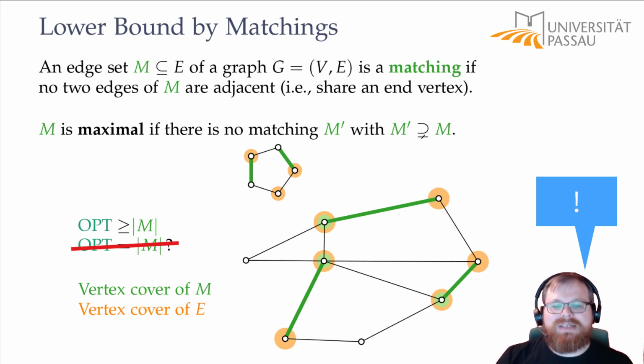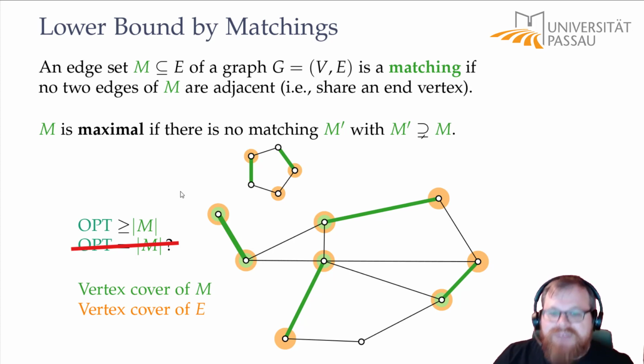For that, assume that there is some edge that is not covered by our vertex cover. By the choice, that means that both its end vertices are not incident to a matching edge, but then we can just extend the matching by adding this edge to it, which means that the matching was not maximal to begin with, so we have a contradiction.